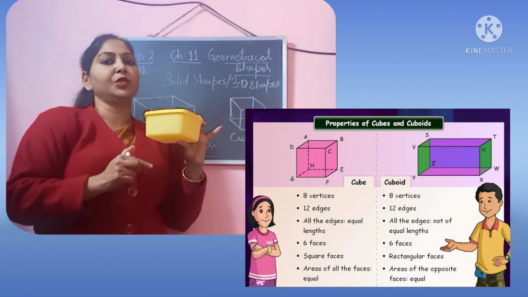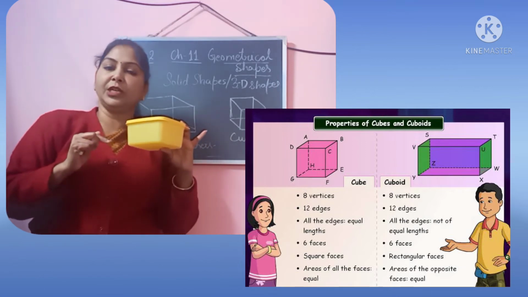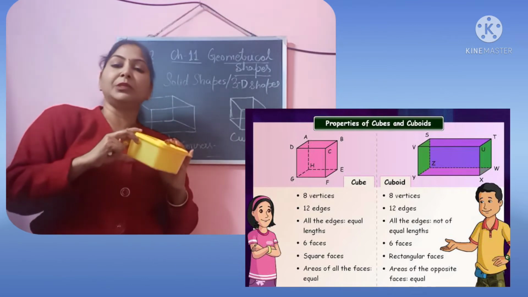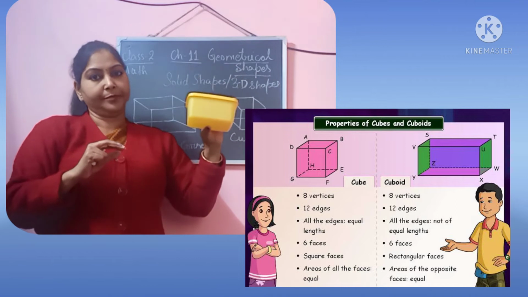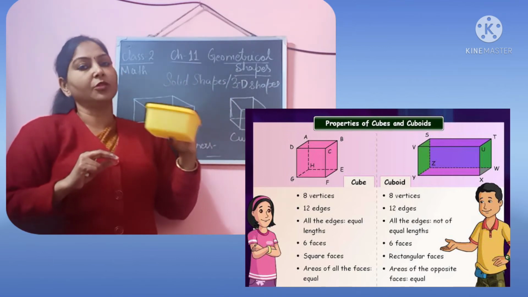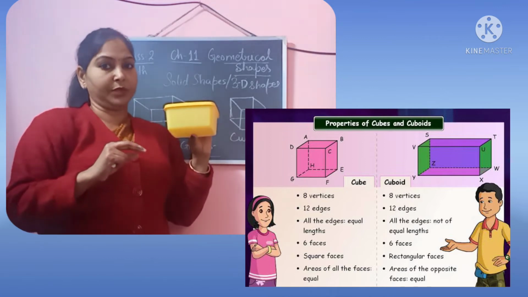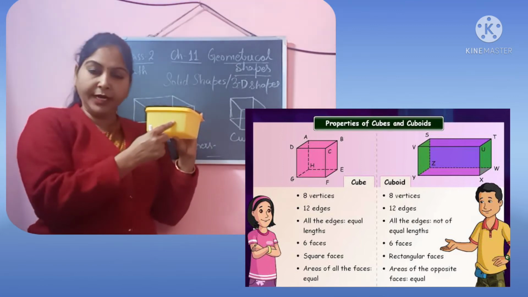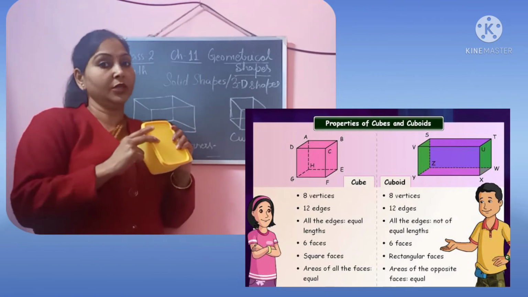So those shapes which have 3D or 3 dimensions will be called 3D shapes, or they are also known as solid shapes. Solid shapes are also like you can hold them in your hand. They are solid in nature. That's why they are called solid shapes, because they have length, breadth and height. Alright, so let's start with the 3D shapes or solid shapes.